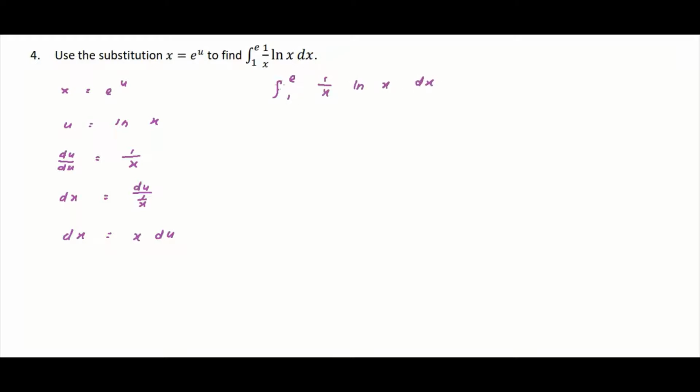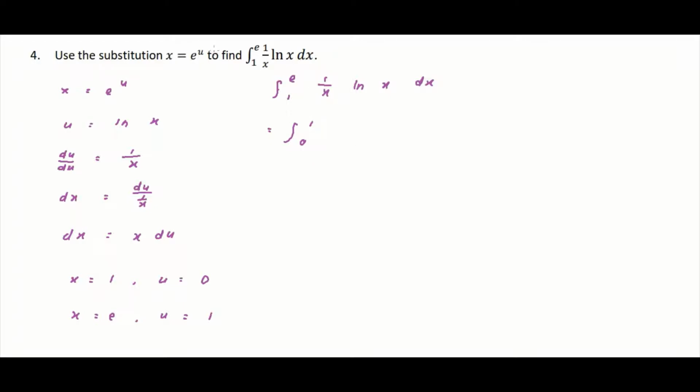Okay, and don't forget you have a limit here. If x equals 1, what is your u? You can see u equals ln x, right? So ln 1, what do you get? ln 1, you get 0. Then after that you have x equals e. So what is your u? u equals ln e. So what do you get for ln e? You get 1. Okay, so that's why your limit will be changed to 0 to 1. Alright, so now we can continue.